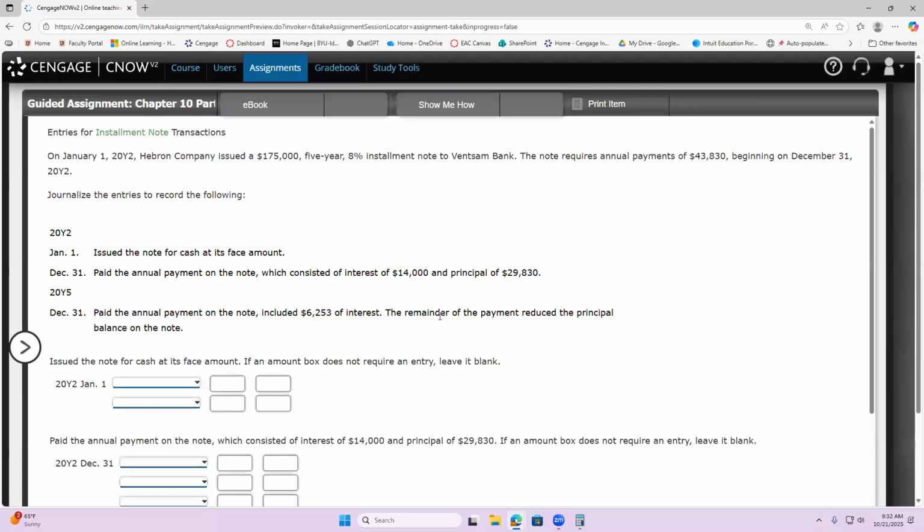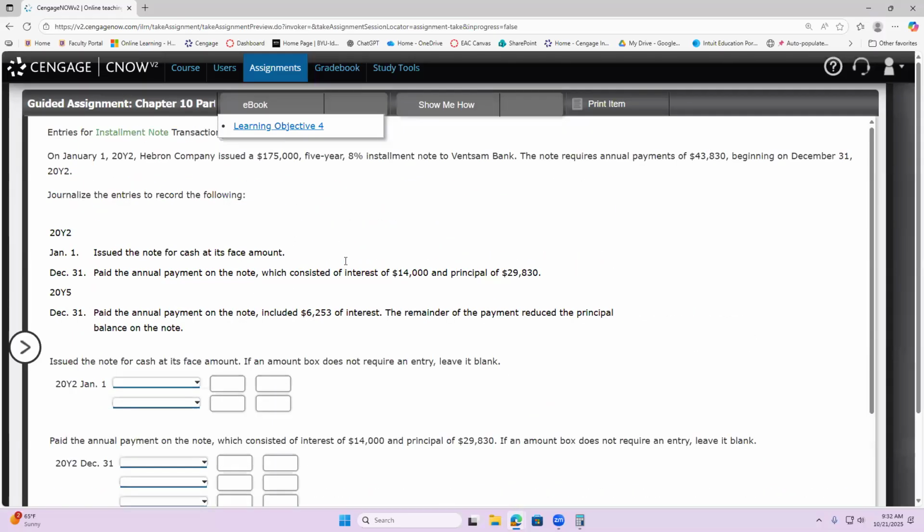The Hebron Company issued a $175,000 8% installment note to Ventum Bank. The note requires annual payments of $43,830 beginning on December 31st. Journalize the entries to record the following: the issuance of the note, the payment of the first annual payment, and then the payment of the second annual payment. This one is nice because they're telling us even how much interest, but we could figure it out if we had to.